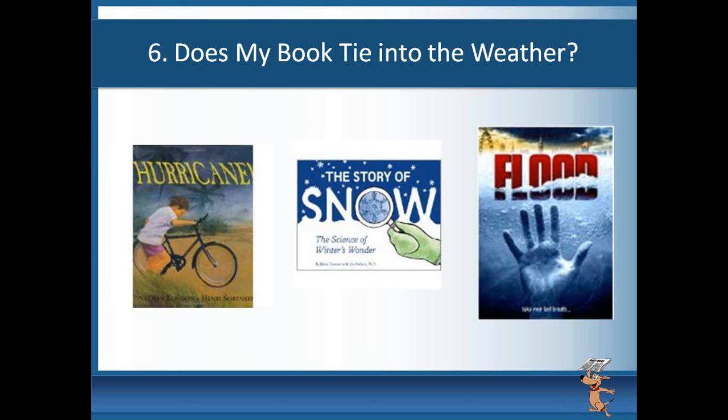Number 6, does my book tie into the weather? Somebody wrote the book Hurricane. Somebody else wrote the story of snow. This probably is a nonfiction book, but hey, if you've written a book on a weather disaster, like a hurricane or a flood or a snowstorm, and there's a snowstorm in Des Moines, Iowa, with 3.5 feet of snow, and you've got a book on it, that's a great opportunity to tie in. The weather happens 365 days a year. So think about whether you've got any weather-related stuff in your books.